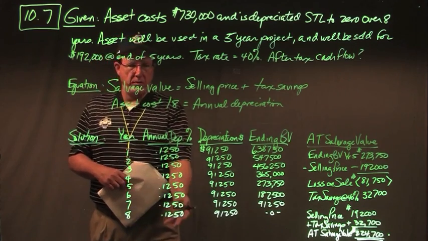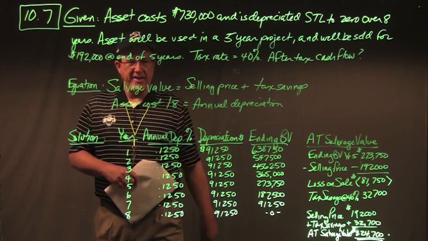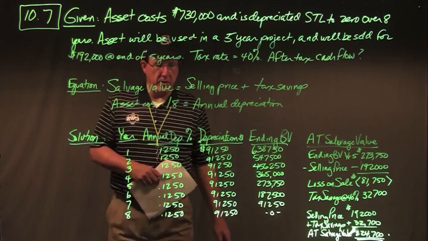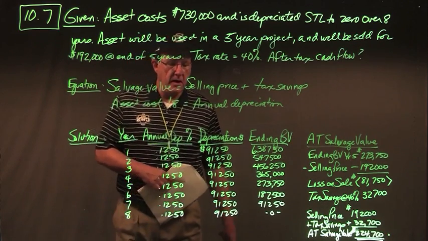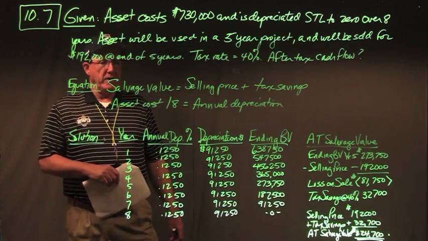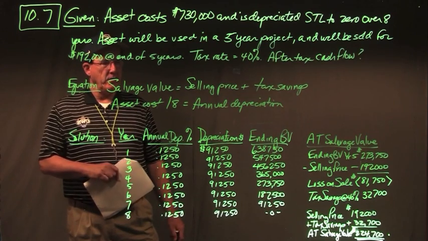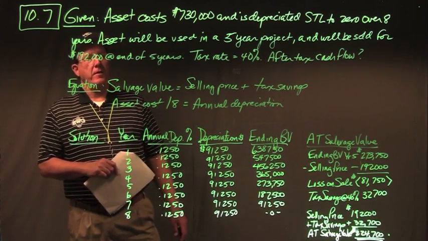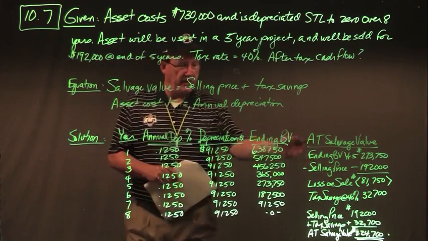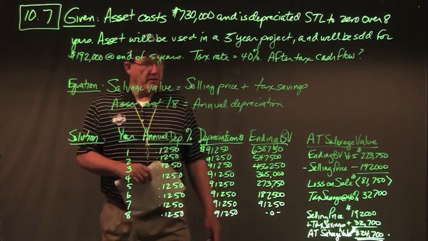The basic annual depreciation is calculated by taking the asset cost divided by 8, so we're going to get about $91,250 of depreciation every year. And the salvage value is the selling price of $192,000 plus any tax savings we're going to get if we sell this piece of equipment at a loss.